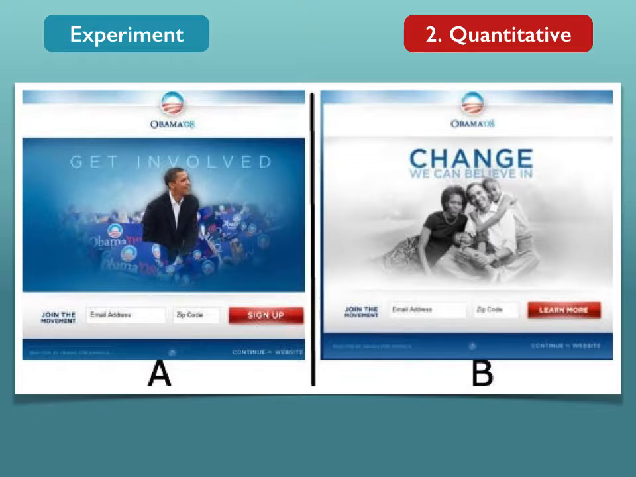So, by employing this simple market research experiment on which website image performed better, Obama was able to maximize contributions in a major way. So this would be considered an experiment, and the numbers are counted by how many people donate when they're on each one of the pages. So that's a very basic, simple experiment.